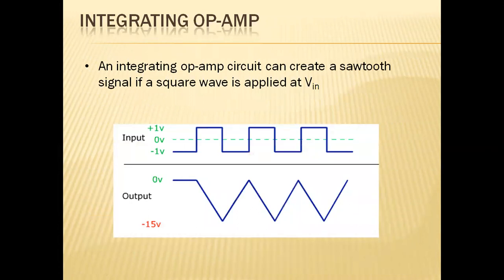It creates a sawtooth signal, and this is a square wave generated at the voltage input. Based upon the given input voltage, there is a square wave from positive 1 to negative 1, and the corresponding output of the integrating circuit will generate the sawtooth characteristics.